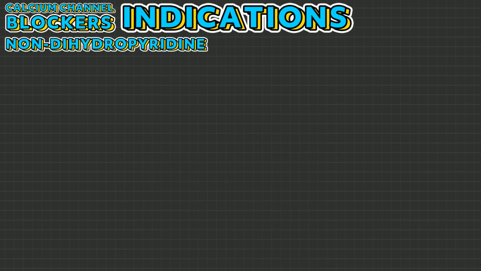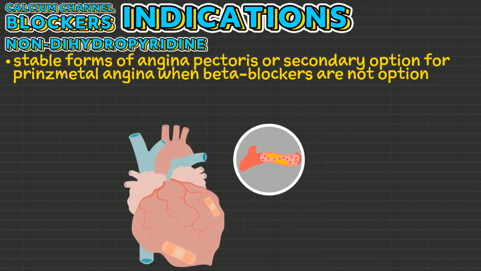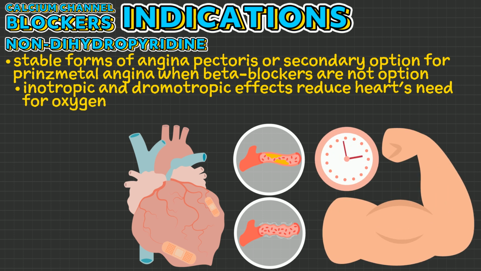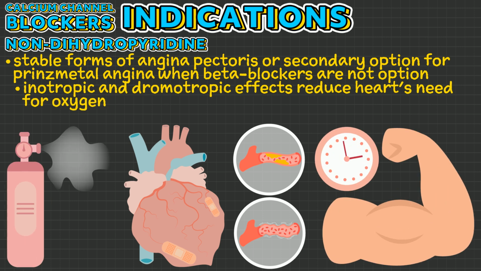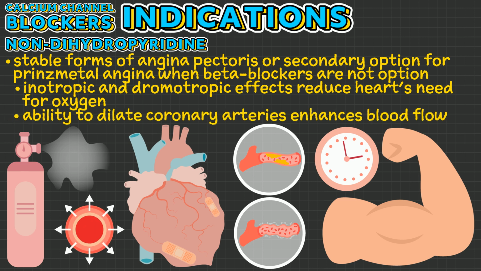In addition, non-dihydropyridine calcium channel blockers can be helpful for stable forms of angina pectoris or as a secondary option for vasospastic angina when beta blockers are not an option. This is because their inotropic and dromotropic effects reduce the heart's need for oxygen, while their ability to dilate the coronary arteries enhances blood flow.